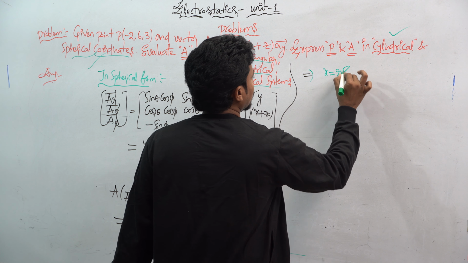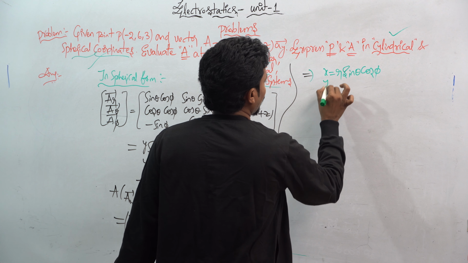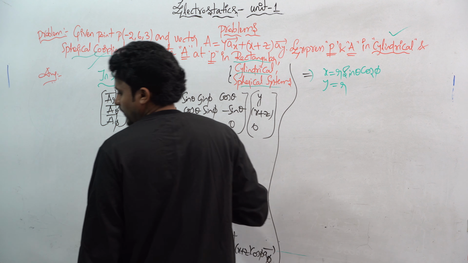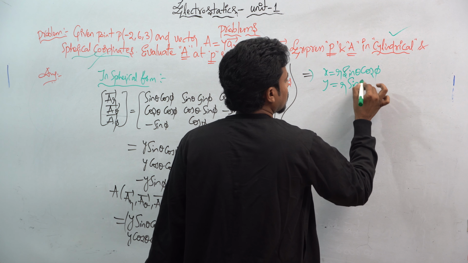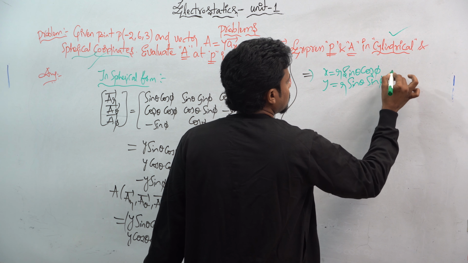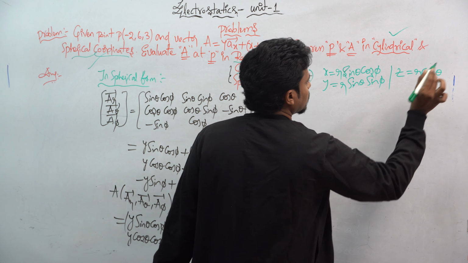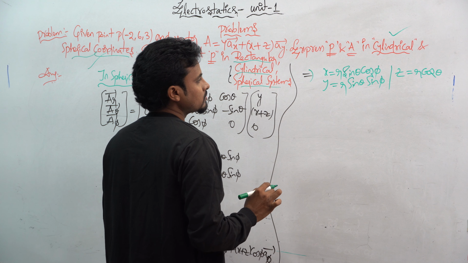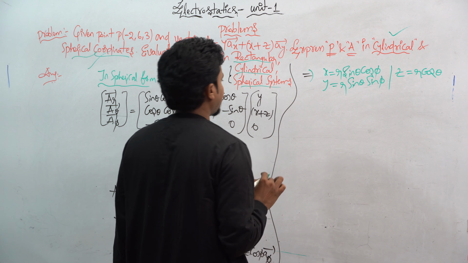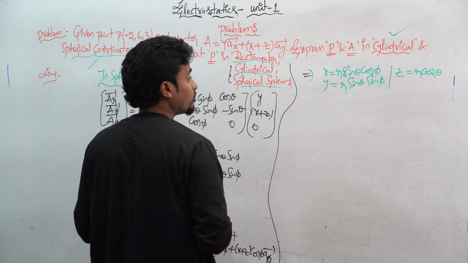x is equal to r sin theta cos phi. y is equal to r sin theta sin phi. z is equal to r cos theta. Now what I have to do is just put it here.